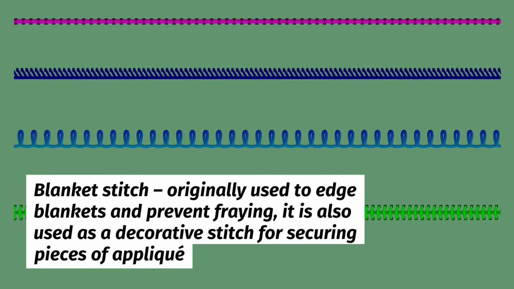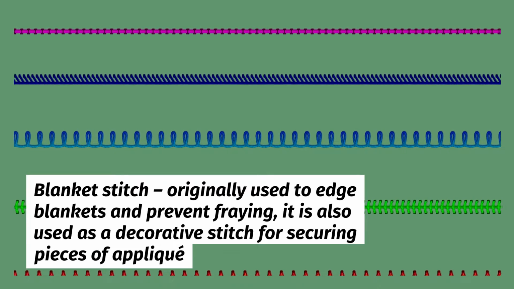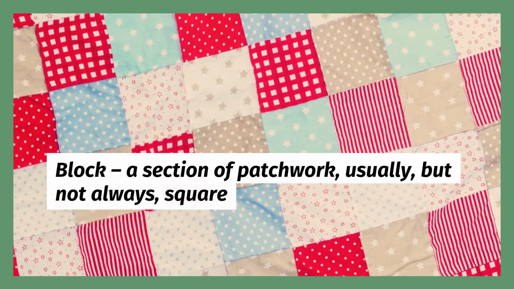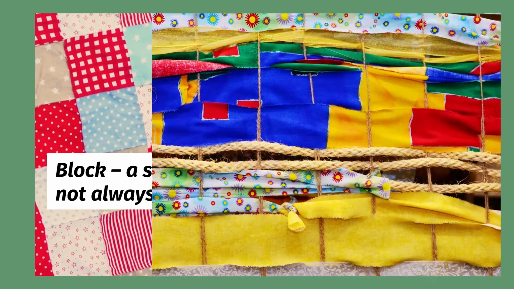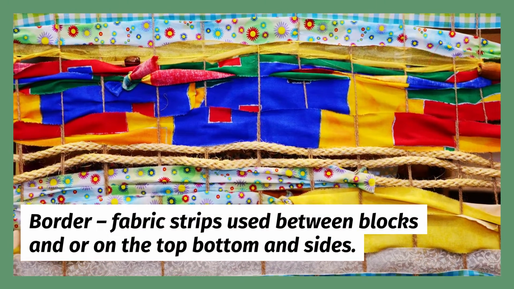Blanket stitch, originally used to edge blankets and prevent fraying, is also used as a decorative stitch for securing pieces of applique. Block, a section of patchwork, usually but not always square. Border, fabric strips used between blocks and/or on the top, bottom, and sides.